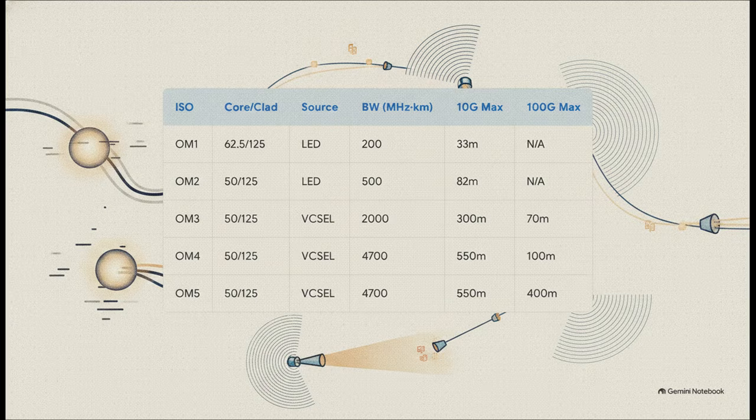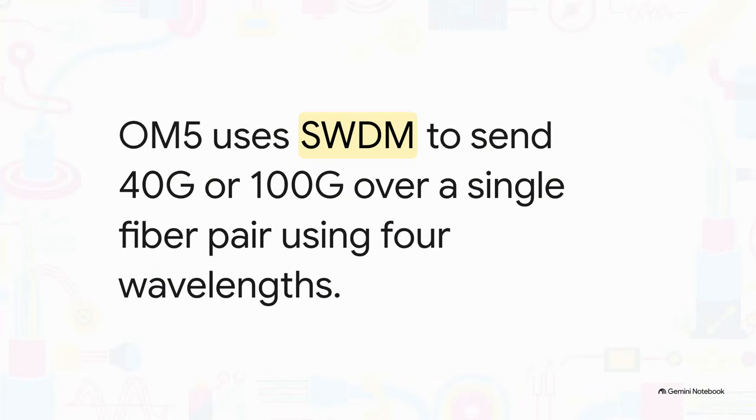They are laser optimized for those VCSEL light sources, meaning a 100 gigabit signal can travel up to 100 meters over OM4. Pretty huge jump.